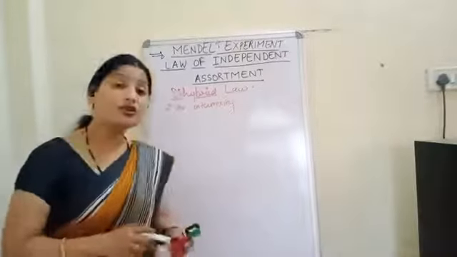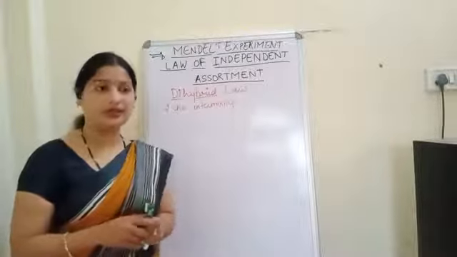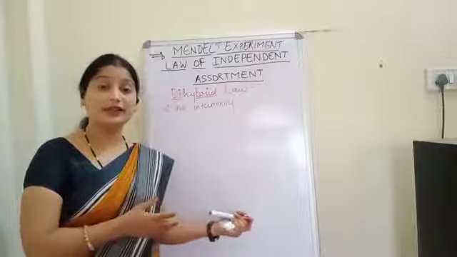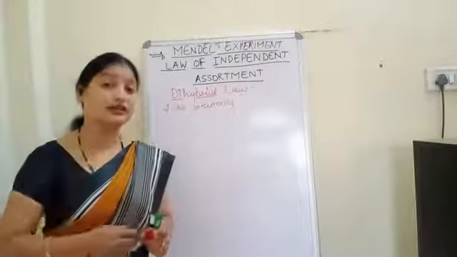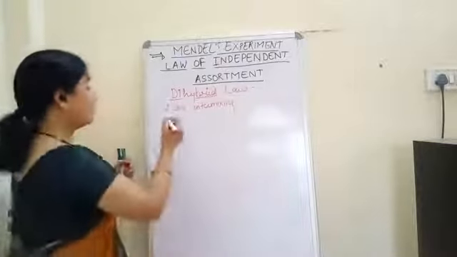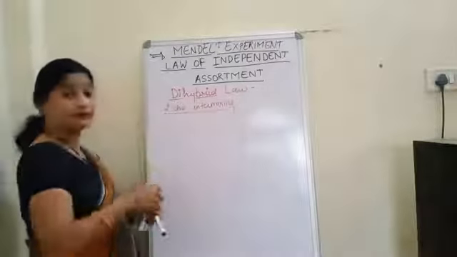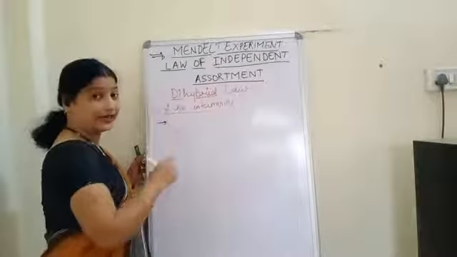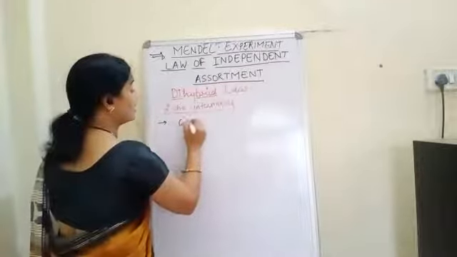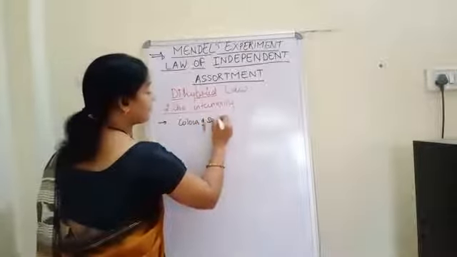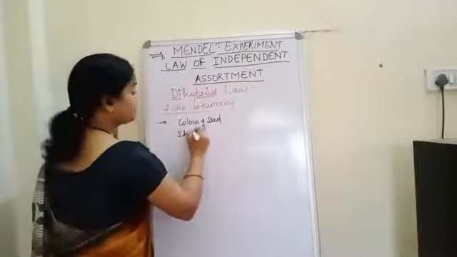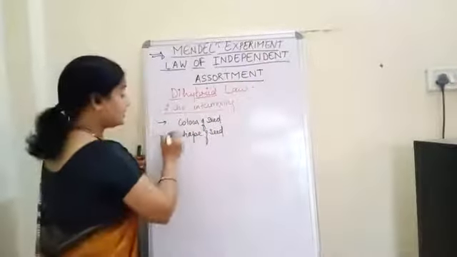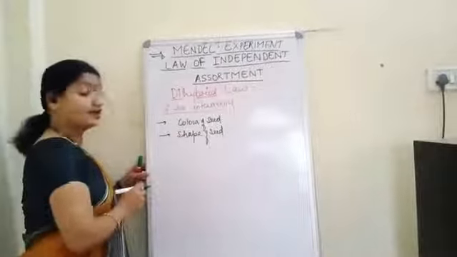So Mendel was not limited to one character only. He did his experiments first for one character, and then he did his experiment for two characters also to see the result. For the two characters, he took two traits: the color of the seed and the shape of the seed. Now see children, these are the two traits, two characters.